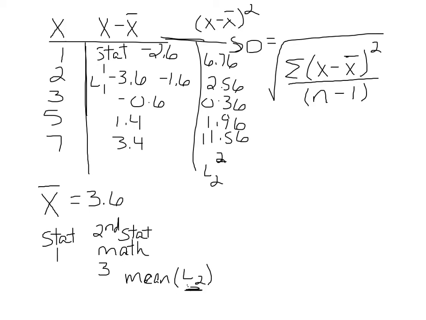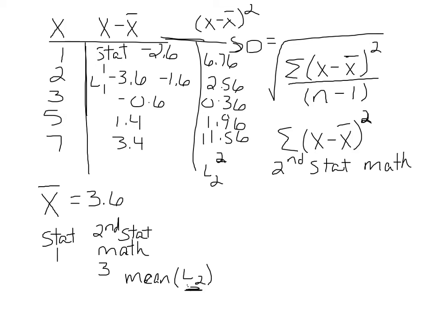Okay. The next thing that the formula says we should do is add them. That's what that sum symbol is, sum of those. So we need to find the sum of list 3. So to do so, you can do like we did with the mean. We can take second stat, go over to math, and sum should be number 5. So you would do sum of list 3.